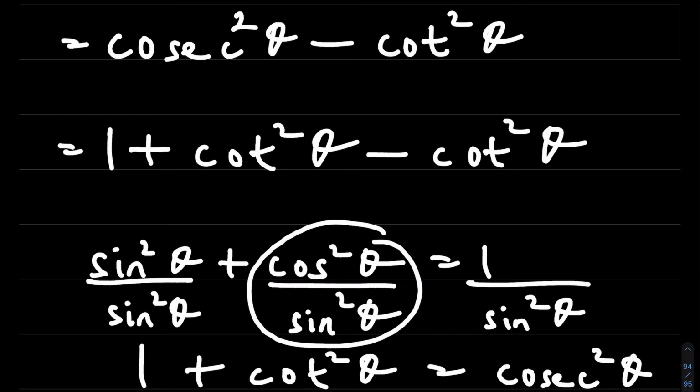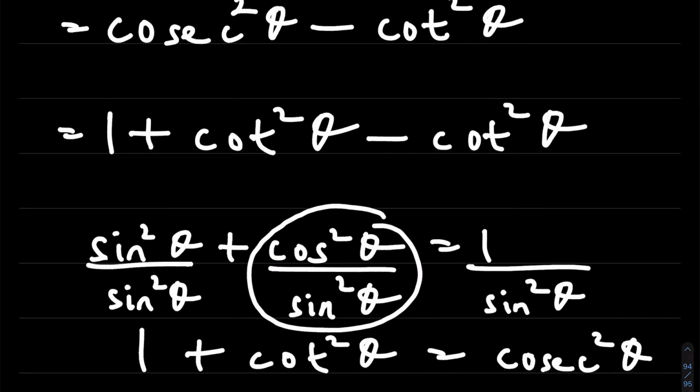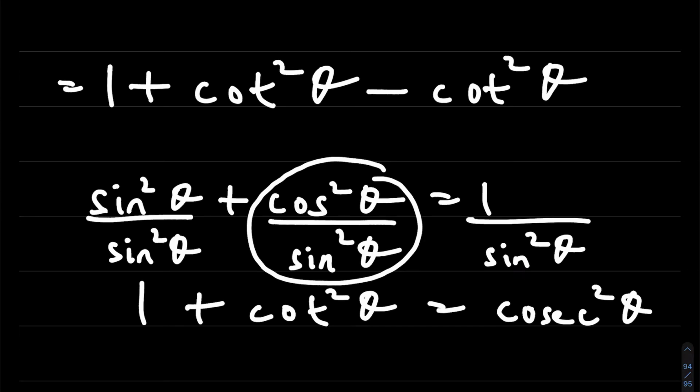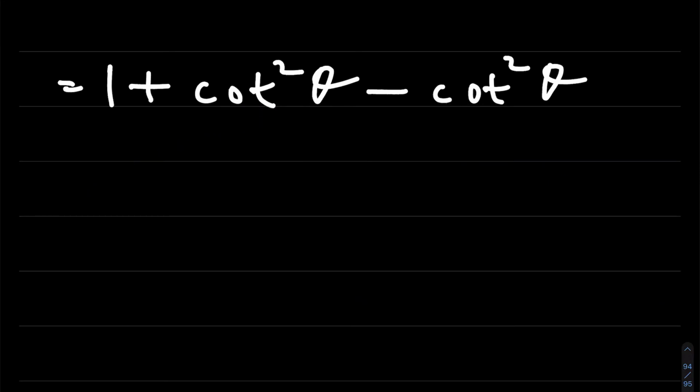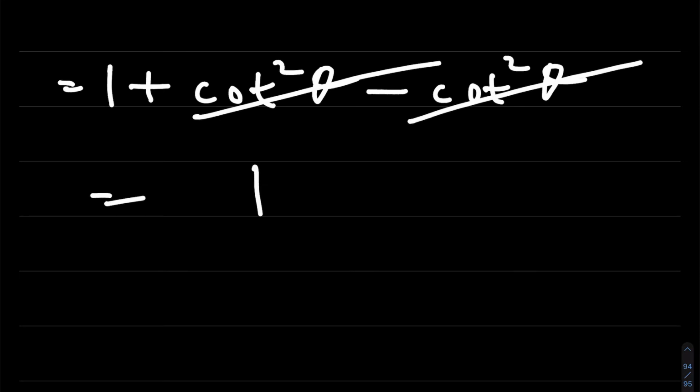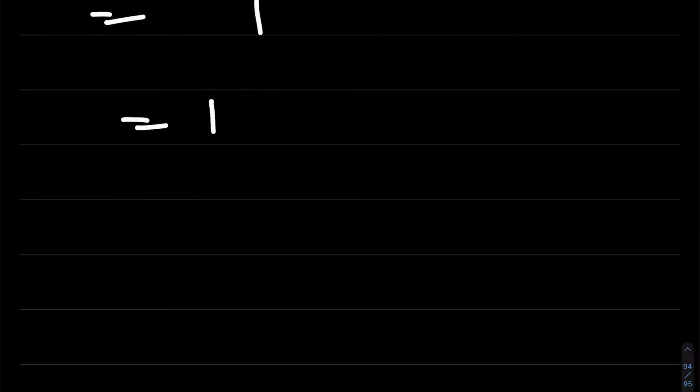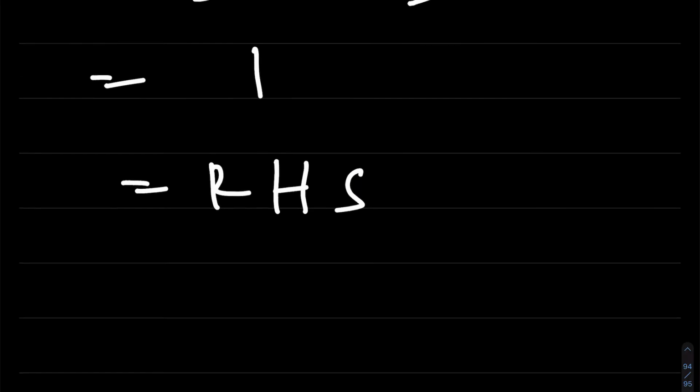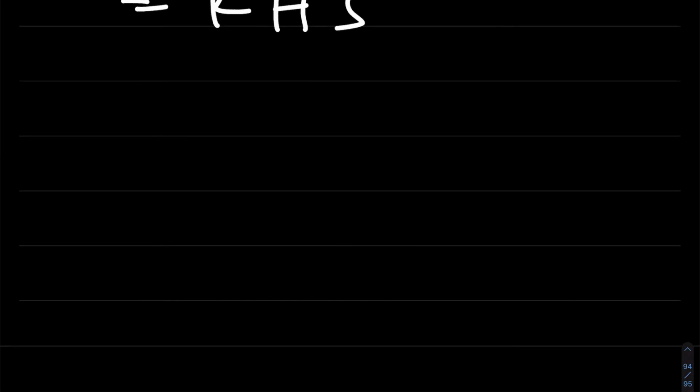Cosec squared theta minus cot squared theta is the same as 1 plus cot squared theta minus cot squared theta. Let me erase this. And I can see that cot squared theta minus cot squared theta is 0, and the answer is 1, which is equal to the right hand side. And that's a proof simply. Now let's go straight to the next.